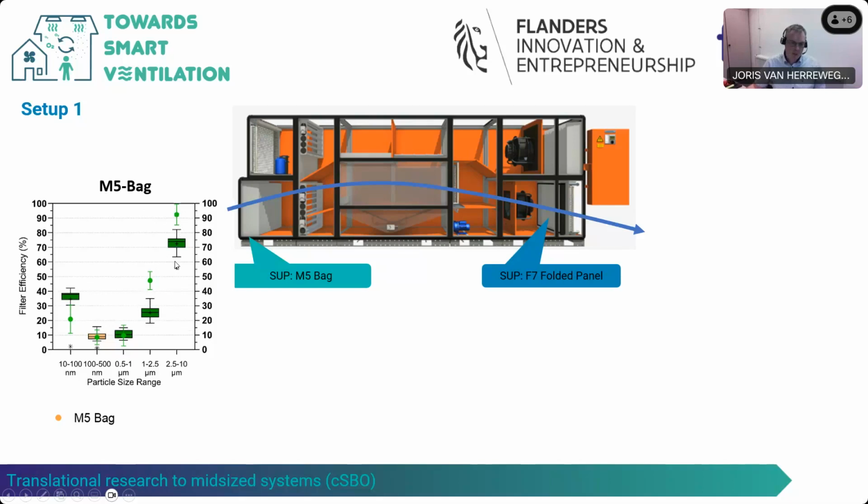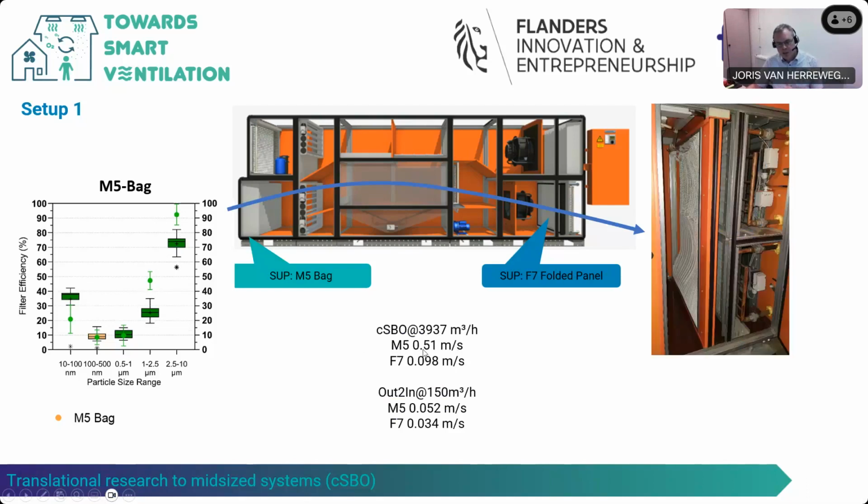And this can be explained by the fact that the filter we've tested here in the air handling unit is in new state, and we also have a large difference in airflow. In the air handling unit, we are at about 4,000 cubic meters per hour, while in the test setup for residential filters, we were at 150 cubic meters.